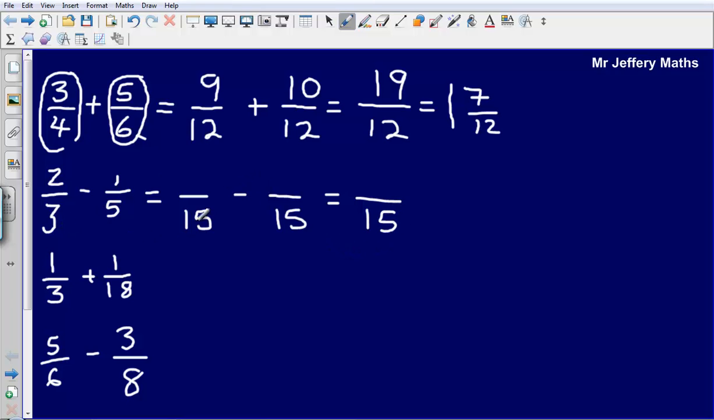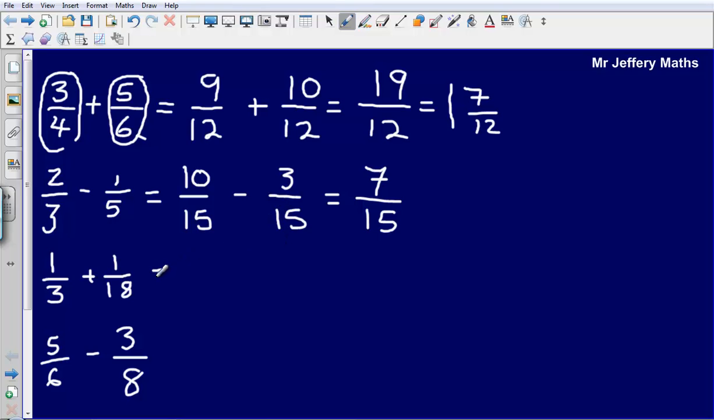Then what has 3 been multiplied by to reach 15? 3 has been multiplied by 5 to reach 15. So we also times the top number by 5 as well. So that gives us 10 on the top. What has 5 been multiplied by to reach 15? 5 has been multiplied by 3. So we're also going to multiply this 1 on the top by 3. And so our answer here, 10/15 minus 3/15 gives us 7/15.